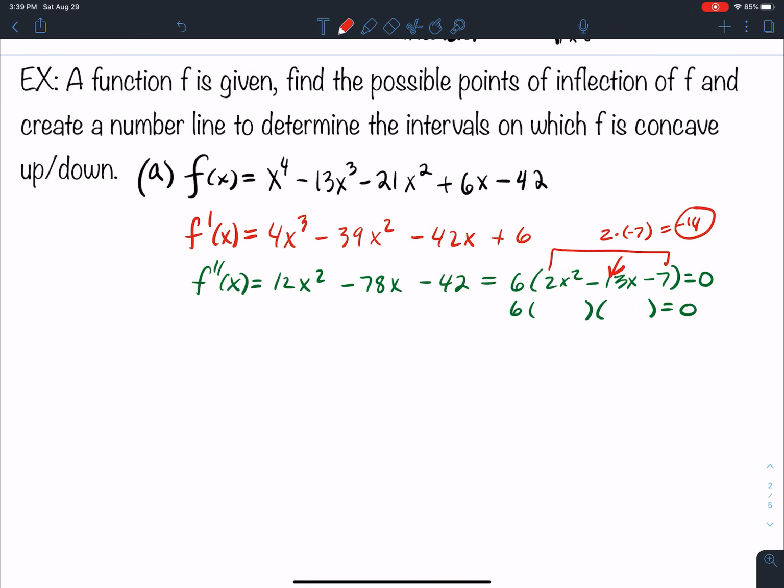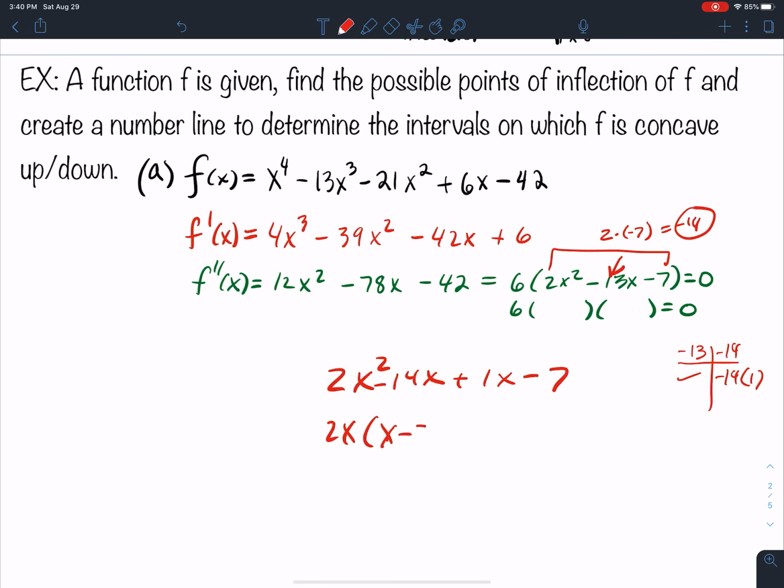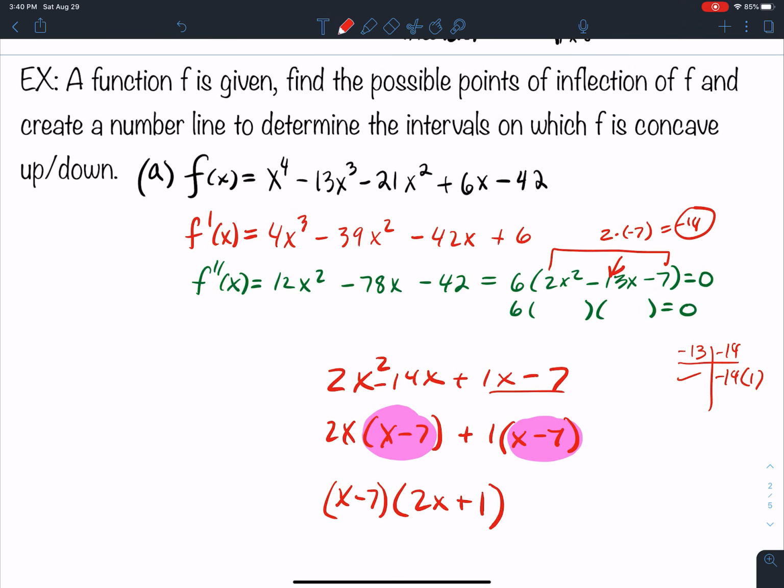If I did that, multiply to negative 14, add to negative 13. Looks like negative 14 times 1. That'll work. So I'm going to take 2x squared minus 14x plus 1x minus 7. I'm going to factor a 2x out of this. I have x minus 7. I can't take anything out of that except for 1. And so I'm going to factor that, and I use the AC method. I pull this out, x minus 7. What's left? 2x plus 1. So that's where these factors come into play. Okay?